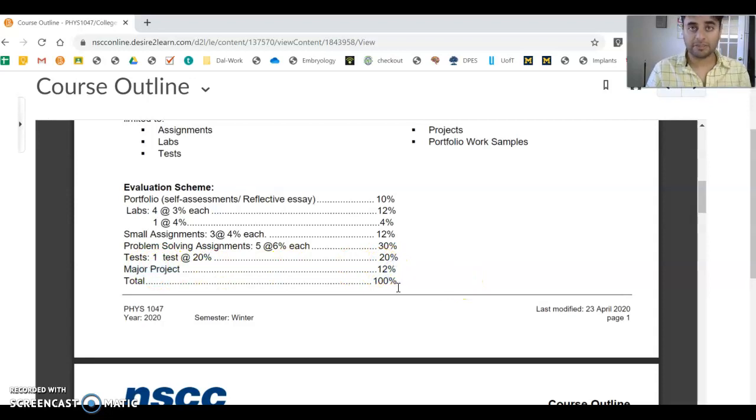Total makes it 100%. For some of the assignments, because we could not do a test, and just to keep everything into the time frame, we changed it into a quiz pattern.